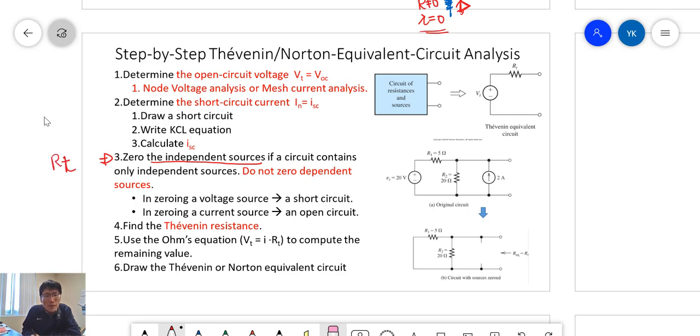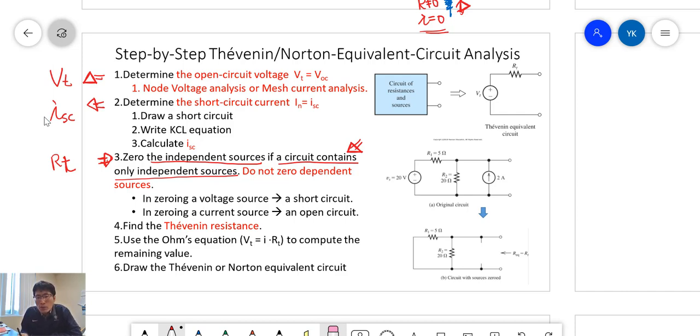First, number one indicates find the V_T, the Thevenin voltage. Number two, we are talking about the current in order to define the current. And now if we cannot find the current, then we need to find the resistance. So one easy way is to zero the independent sources, if the circuit contains only independent sources. That's one condition that should be met.